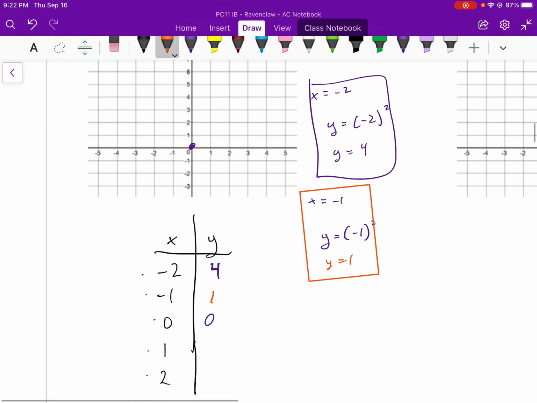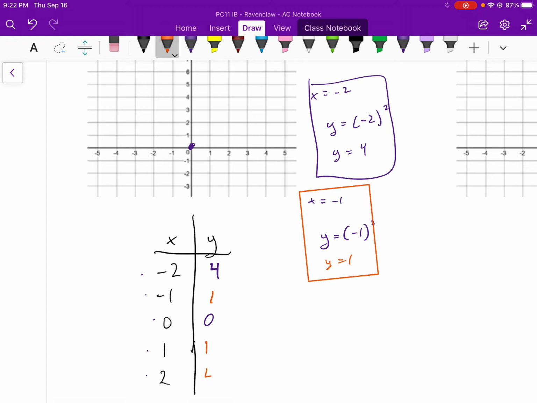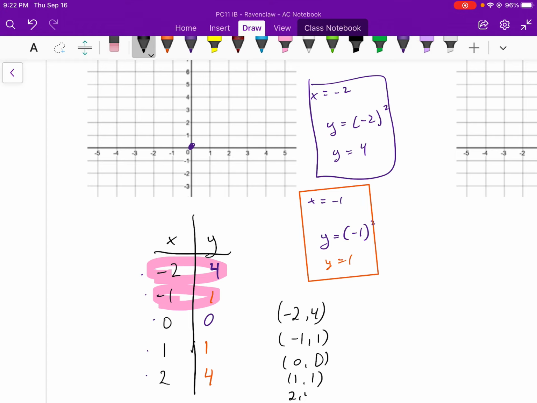Similarly, we could do that for when x is 1, y is 1. When x is 2, y is 4. This is how we construct a table of values. Now, if I take any pair on a table of values, I can get points on a graph. So this graph has points (-2, 4), (-1, 1), (0, 0), (1, 1), and last but not least (2, 4).